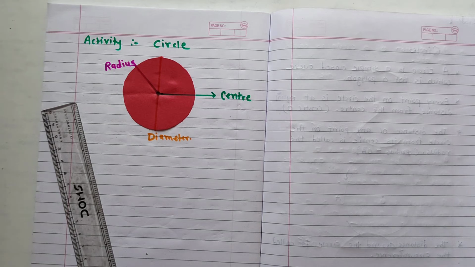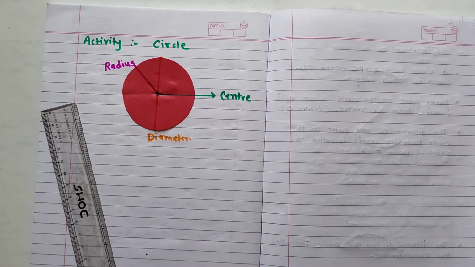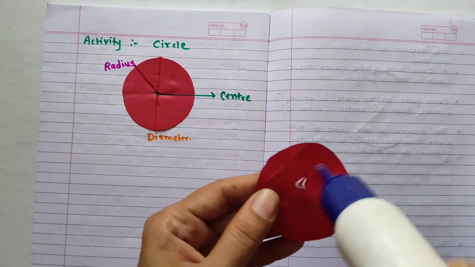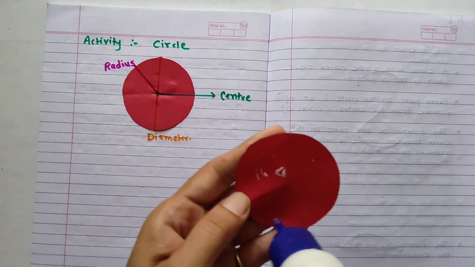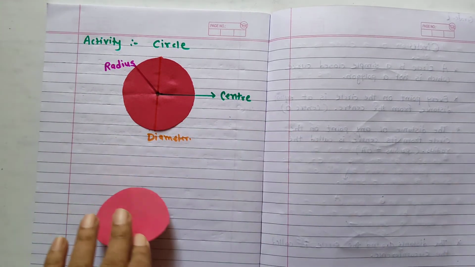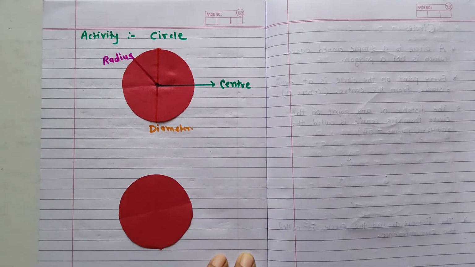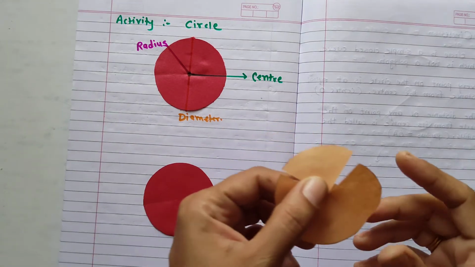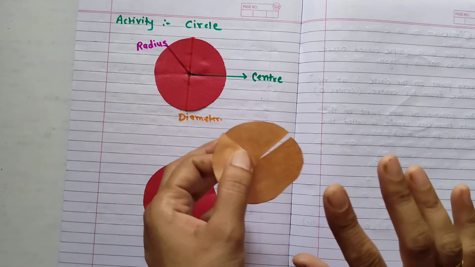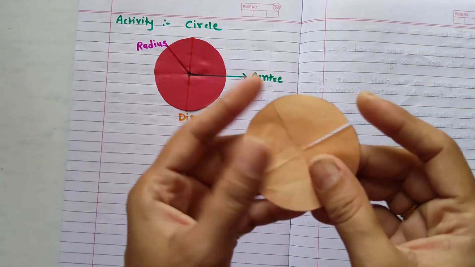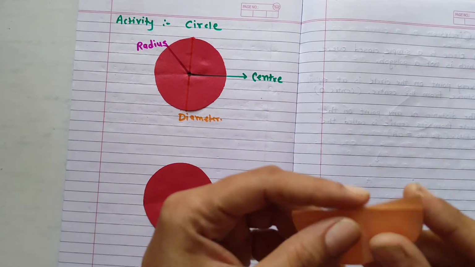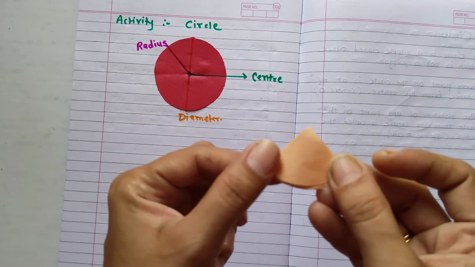Then again you have to stick another circle. Okay, so again we stick here the second circle in your notebook. Okay, so here I stick one more circle. Now this third circle is another color. Okay, you have to take a different color. Here you have to fold this circle. Okay, this is 4 times.